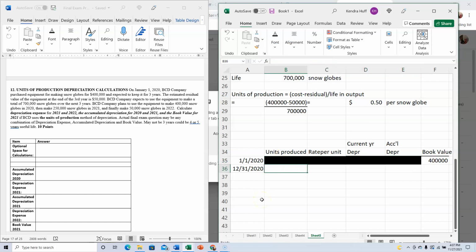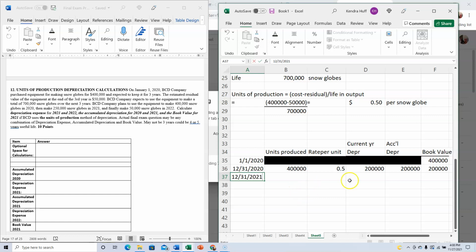Alright, so in 2020, we made $400,000. The rate is 50 cents. You just multiply. And then accumulated depreciation the first year is that amount. And then book value is your original cost minus the accumulated depreciation.